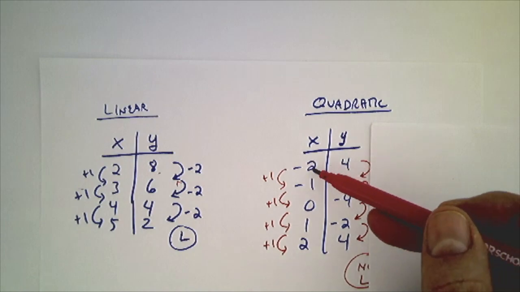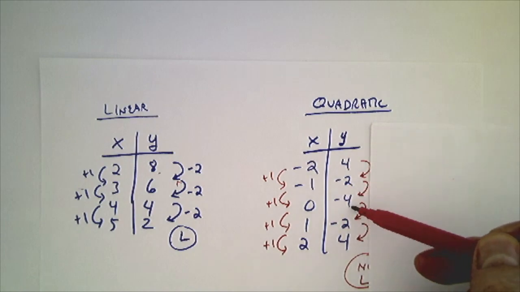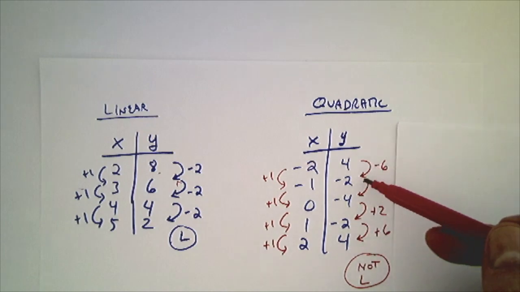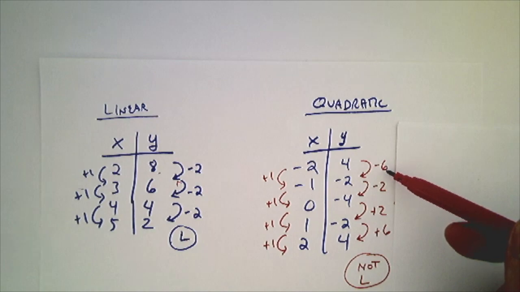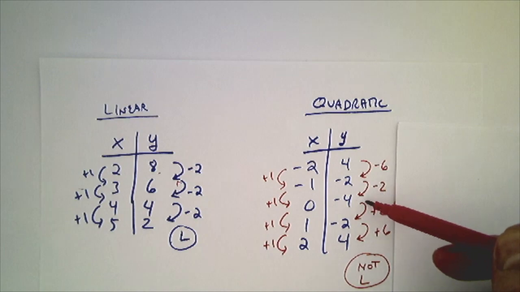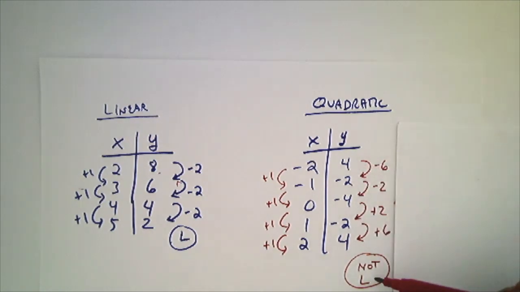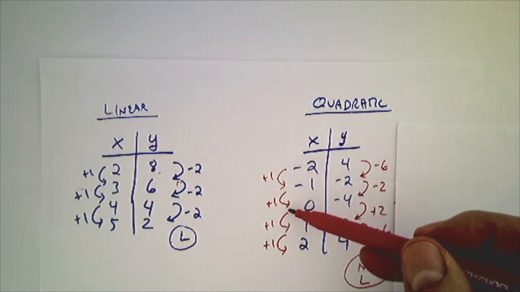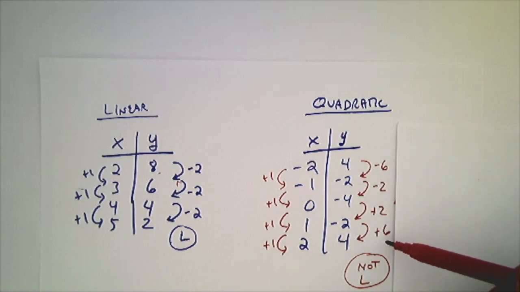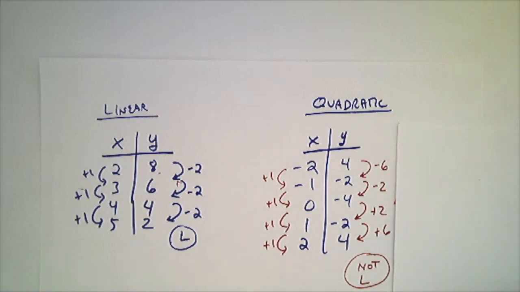4 is the output when we put in -2, and then -2, and then -4, -2, -4. The change from here to here, well, it's a decrease of 6, so it's -6, and here it's -2. Here is +2, here's +6. So it's changing. It's not linear. This changes in a set increment. This does not. So what do we notice for quadratic? This is magical. Here's what happens.